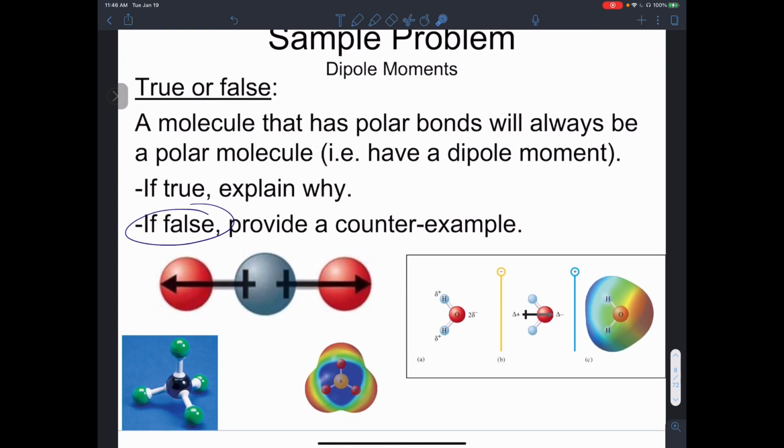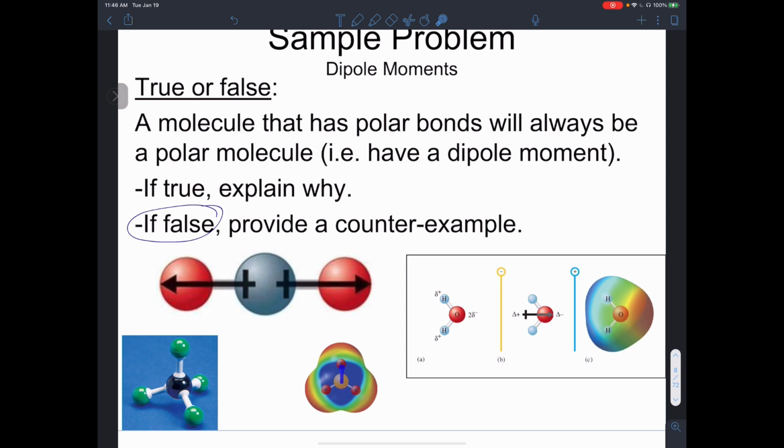So here, true or false? A molecule that has polar bonds will always be a polar molecule or have a dipole moment. And so that's false, okay? Provide a counter example. Here are several examples where you can see we have a more electronegative element on both sides of this element in the middle, but the way that the charge is distributed throughout the entire molecule, there is not a dipole. There's not two regions of polarity.